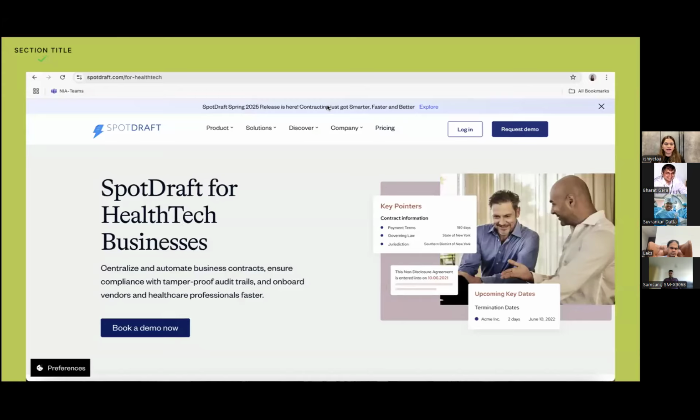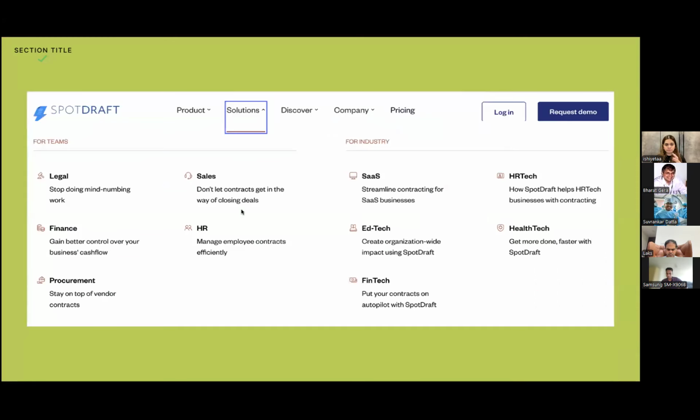This is one of our clients from legal tech, but essentially they have a section dedicated to health tech, and it says that this is what SpotDraft can do for health tech businesses. And again, like I said, they give a very curated page to talk about how they support healthcare businesses. So if you wanted to work with SpotDraft, you wouldn't send the homepage URL, you'd send this one because this is just bang on for health tech.